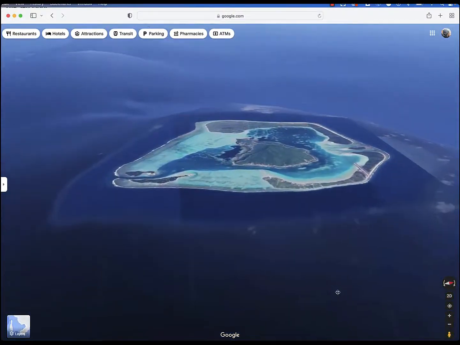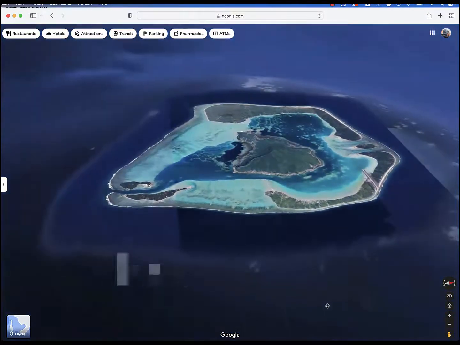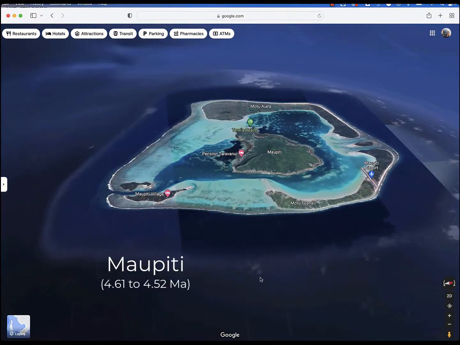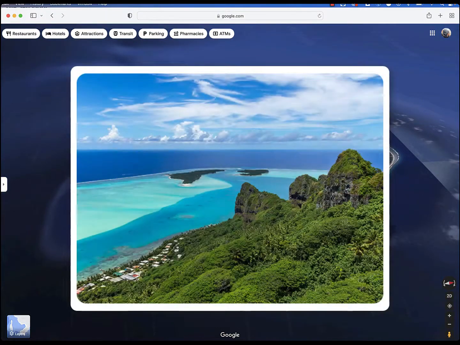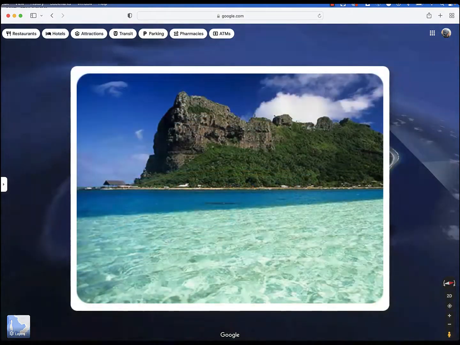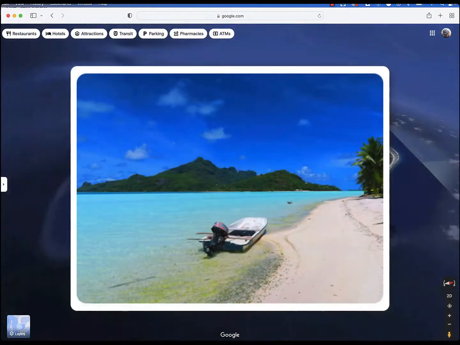Farther to the west, Maupiti also possesses an iconic barrier reef. And at about 4.5 million years old, the basaltic rocks of Maupiti's central volcanic island are the oldest in the Society Islands chain.